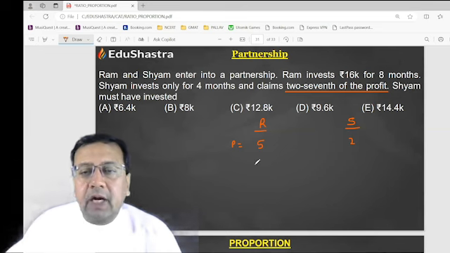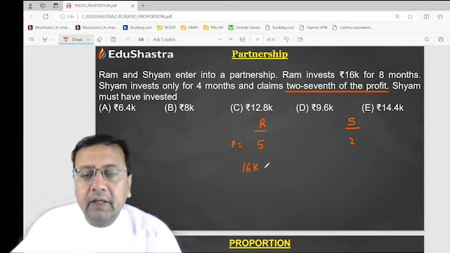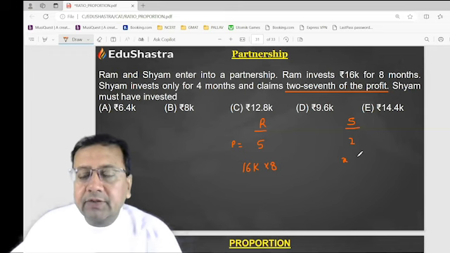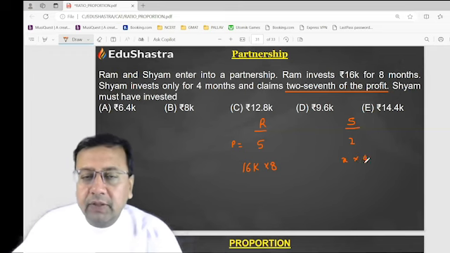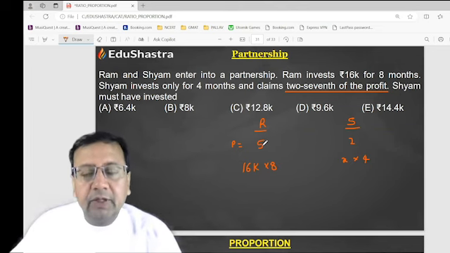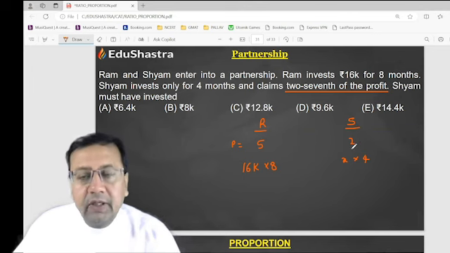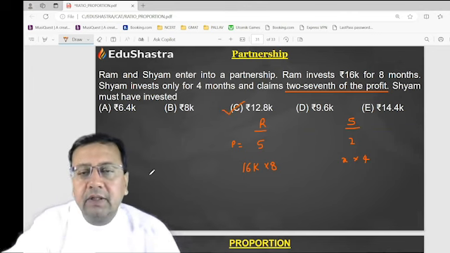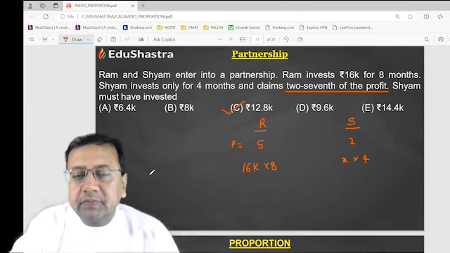Okay. So Ram is investing 16K for 8 months. And Sham is investing X rupees for 4 months. And this 16K into 8 should be equal to 5 and X into 4 should be equal to 2, right? So calculating, simplifying, we are getting the third option. That is 12.8.